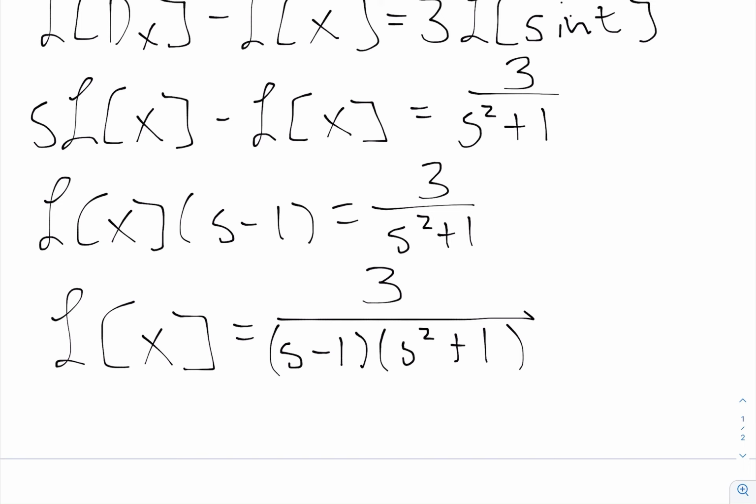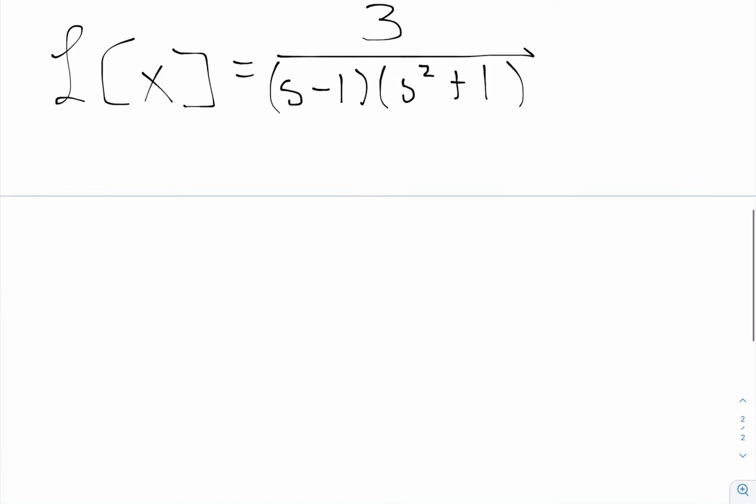So remember, whenever we have some weird function with fractions and lots of factors on the bottom of the fraction, we're going to go with our partial fraction decomposition. In this case, we have a linear term and we have a quadratic term, to the power of 2. So we're going to say 3 over s minus 1 times s squared plus 1. This is what we're starting with. This is our Laplace transform right here.